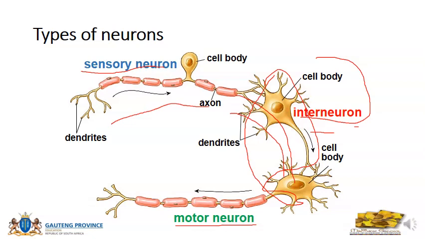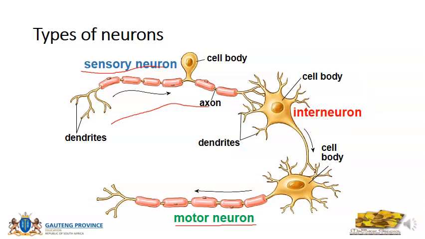Now, the interneuron is only found within the central nervous system. It means you only find it either in the brain or in the spinal cord, never in the periphery. It means that the sensory neuron and the motor neuron are peripheral neurons because they are found in the periphery. So please note that, because you might be asked the question, which neuron is found exclusively in the central nervous system? Your answer will be the interneuron, or connector neuron, or relay neuron. That will be your answer.